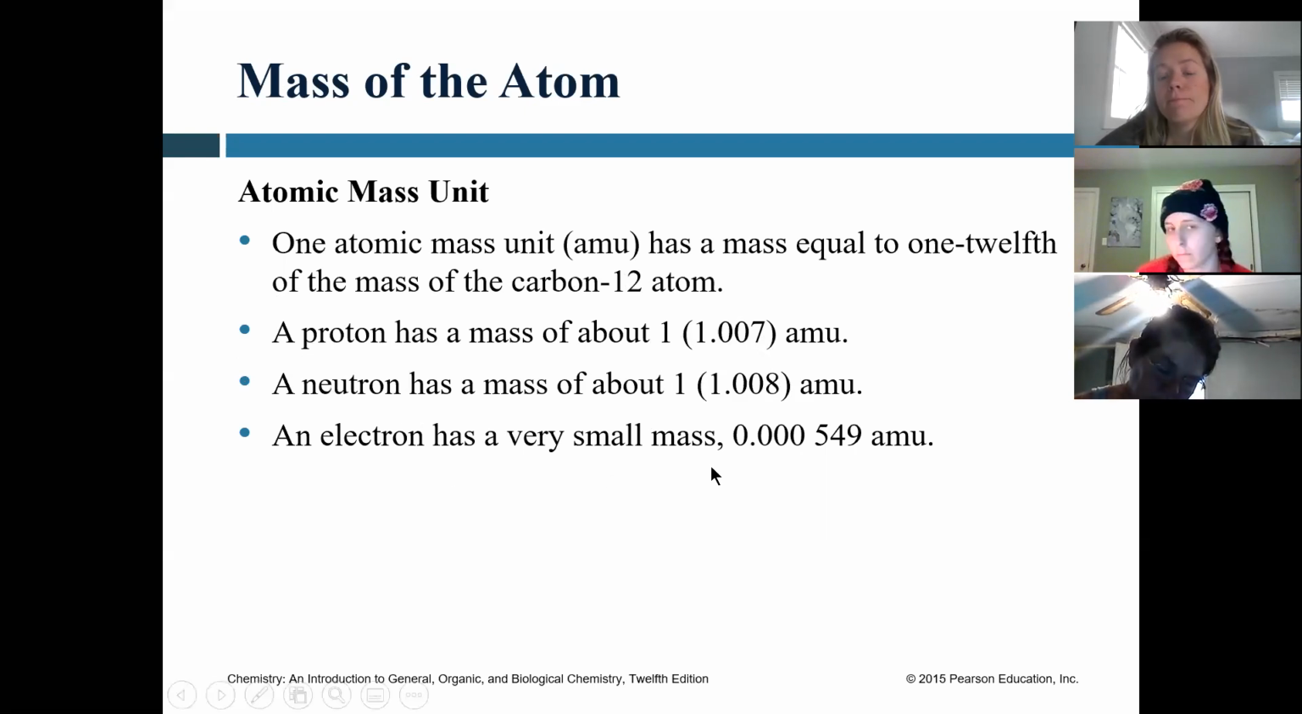An electron, on the other hand, look how much smaller this is, 0.000549 AMU. So they do have a mass, but it's about a 2,000th of a proton or a neutron. So not much mass contribution. When we talk about the mass of an atom, we're really just adding the protons and the neutrons. We leave the electrons off. But we don't want to forget about the electrons because they have a negative charge, and that's why bonding for compounds even happens.